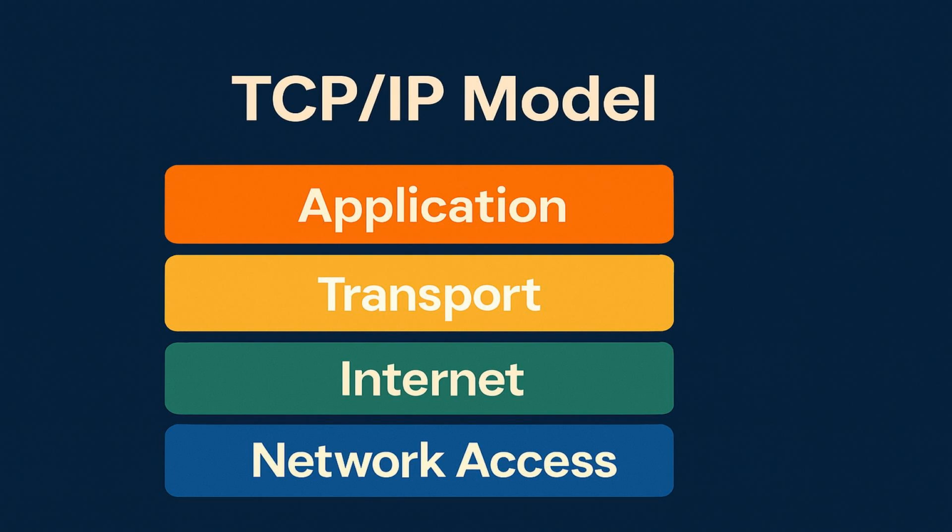translation. Now, the TCP/IP model is the real-world version that we actually use on the internet. It's simpler and has only 4 layers: application, transport, internet, and network access. It combines some of the OSI layers to make things more practical for real-life networking.